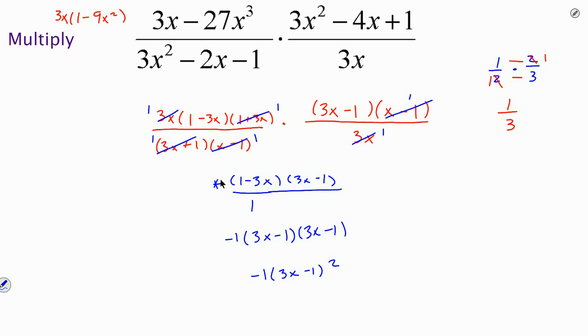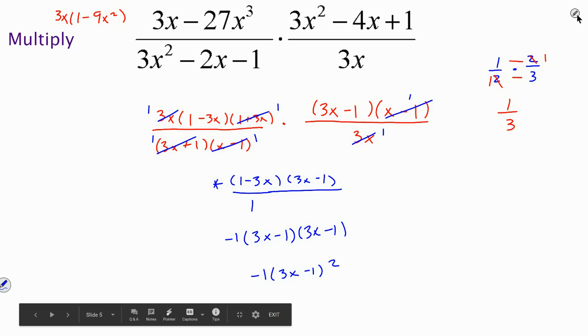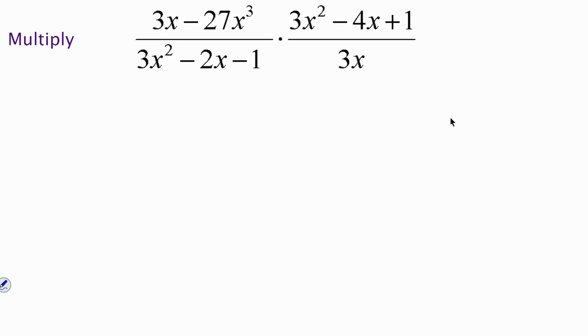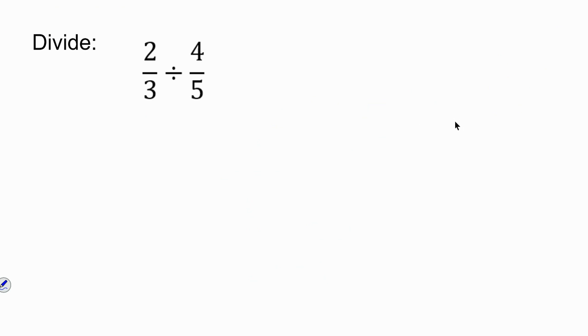So multiplying is very similar to just simplifying. You're factoring, you're finding what there is, simplifying, and then just multiplying it out. You don't need to multiply out these factors. It makes it a little bit tougher to find the zeros. Now, let's go to dividing.